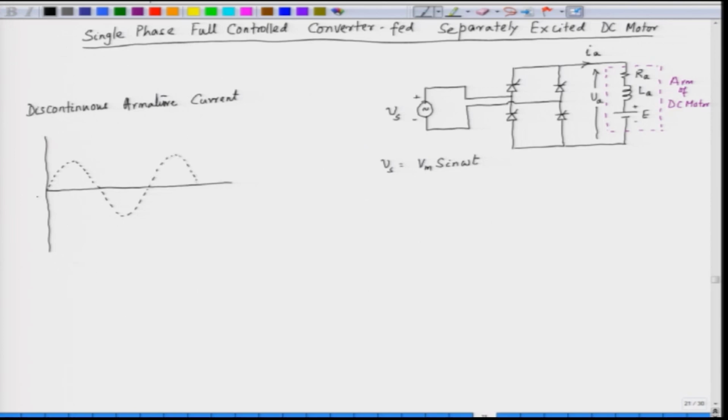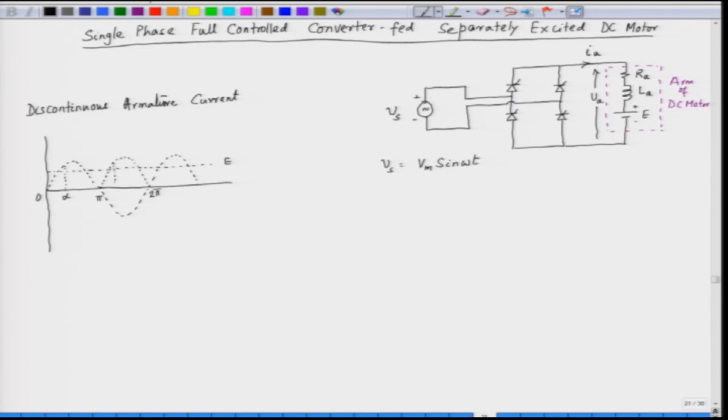so this is 0, 2 pi, this is pi, and then this is 2 pi, 3 pi and so on, and we have a back EMF. This is the motor back EMF. And we triggered this SCR at an angle which is alpha, and this happens in every half cycle. So, this is the rectified waveform.